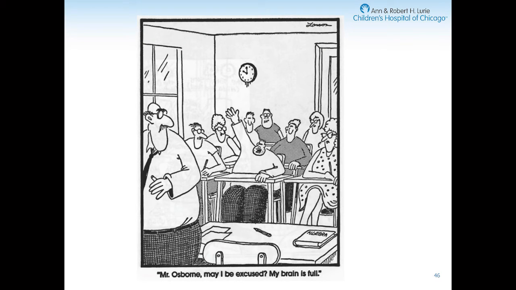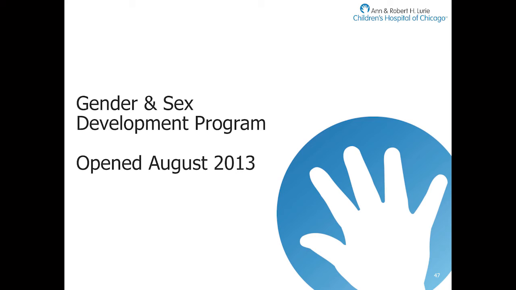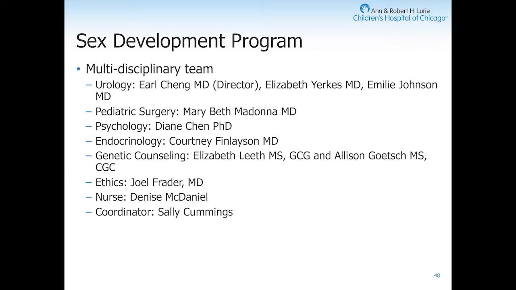All right, so I'm almost done. I know I've tried to fit in a lot to explain all of this to you, but I'll tell you, in the Gender and Sex Development Program at Lurie, we opened a formal multidisciplinary program in August of 2013. We've seen over 150 patients in the program, which is actually quite a lot for these types of conditions. Our team is composed of individuals from urology, pediatric surgery, psychology, endocrinology, genetic counseling, ethics. We have a nurse from endocrinology that works with us, and we have a coordinator.